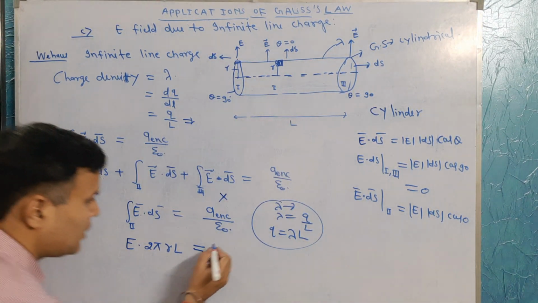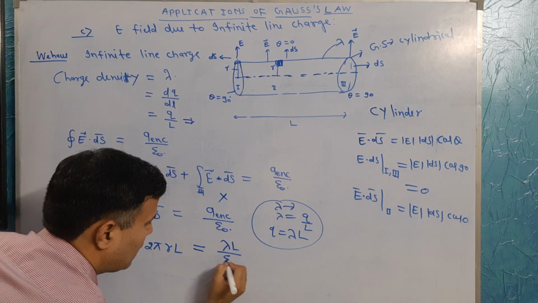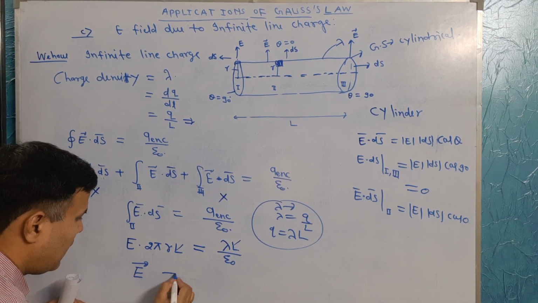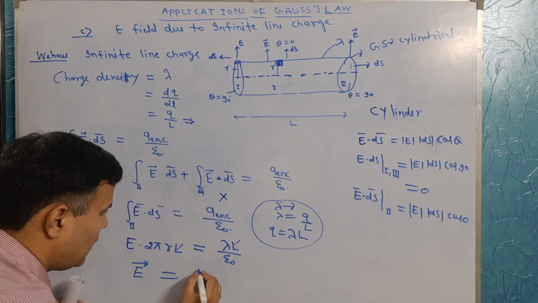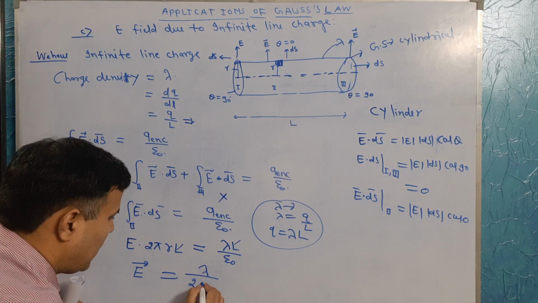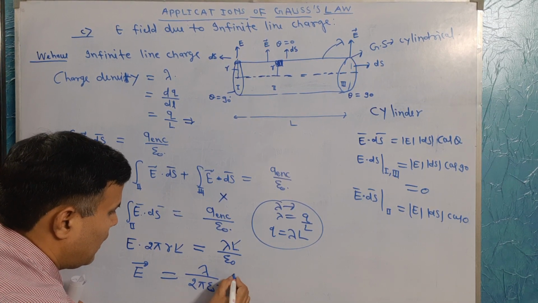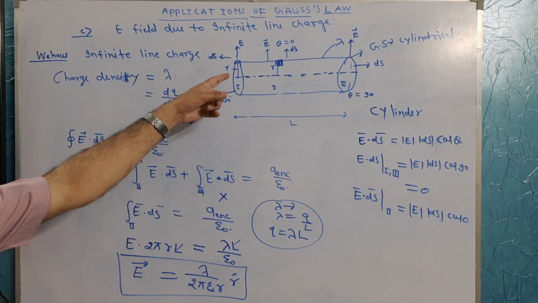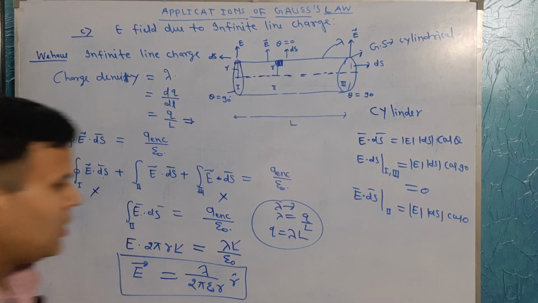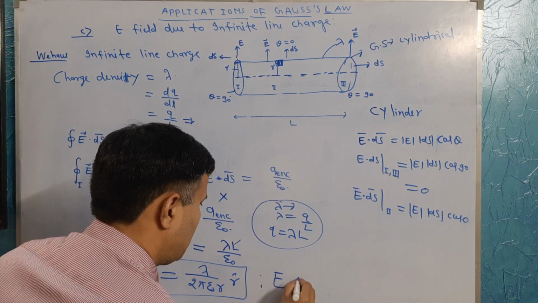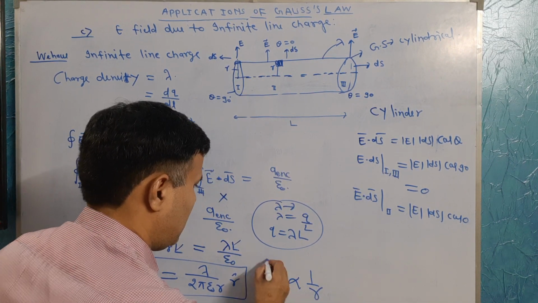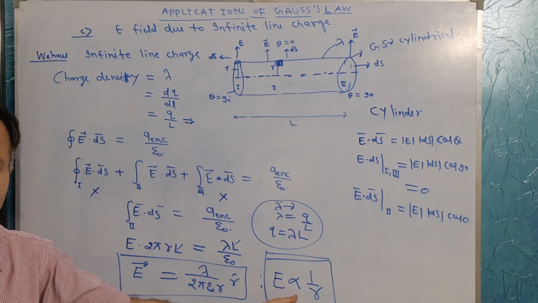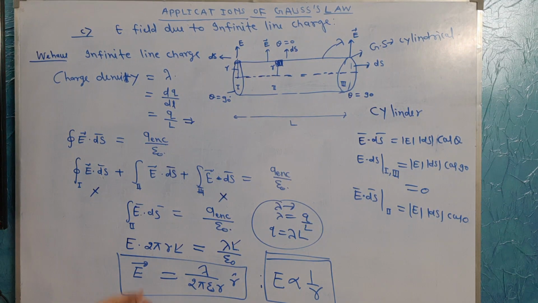This is a one dimensional situation. So lambda l by epsilon 0. L will cancel out and we will have the final profile, which is lambda upon 2 pi epsilon 0 r r cap. This is the electric field profile due to infinitely extended wire. Again, E is proportional to 1 by r. You can plot the variation of E with r.